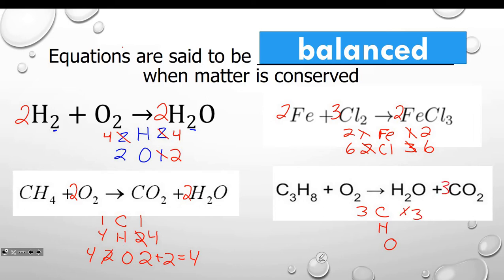Good. Now hydrogens, I have 8 on my reactant side. I have 2 in the water on my product side. What do I need to do? Multiply the water by 4. Good. Now oxygens, I have 2 on the reactant side.